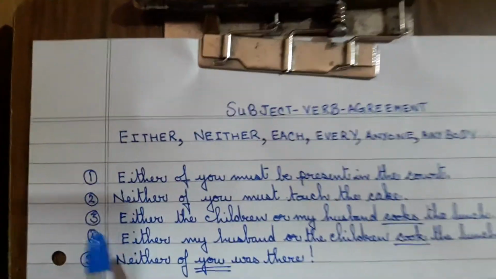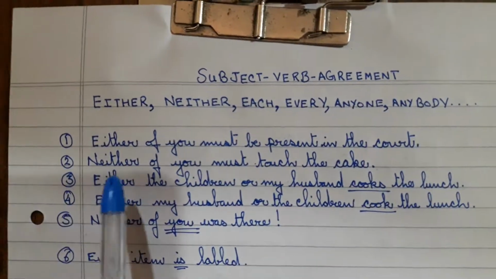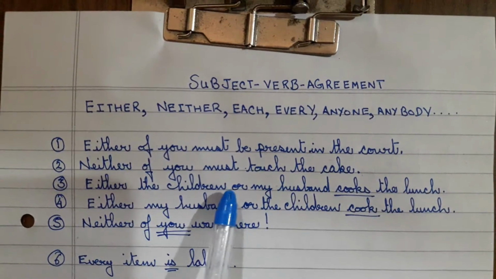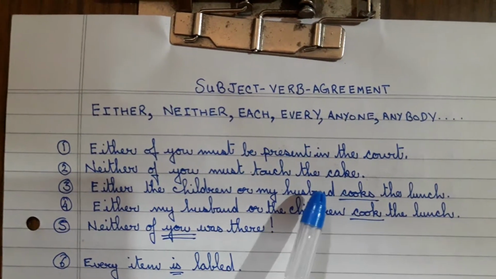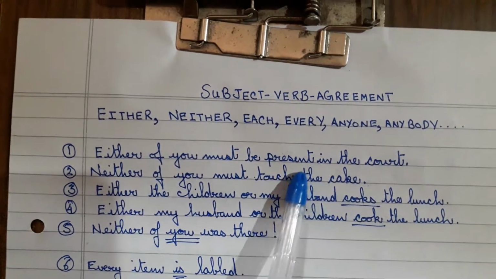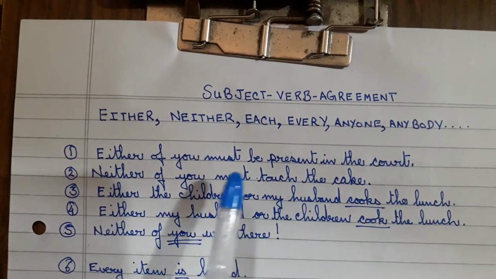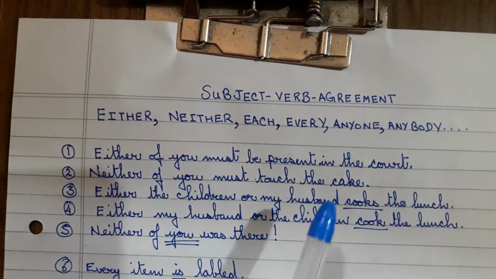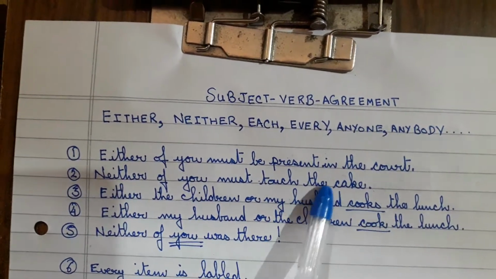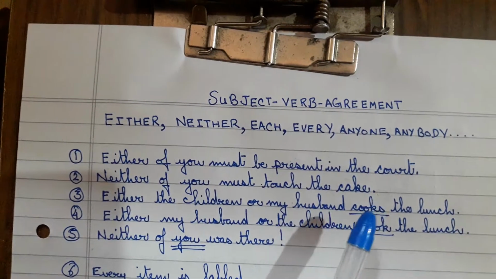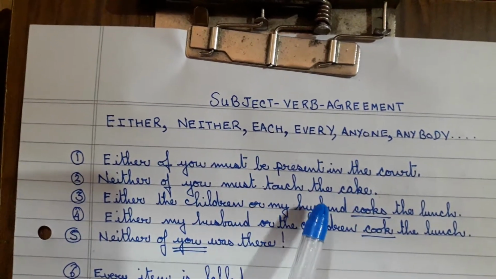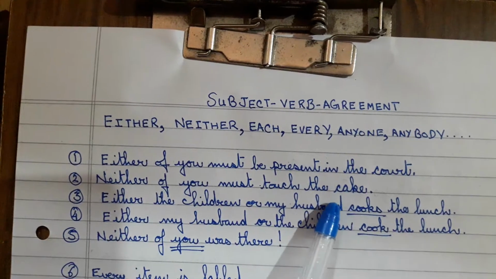For example, look at sentence number 3. Either the children or my husband cooks the lunch. Why? This husband is singular, all right? Children are plural. So the subject which is closer to the verb is singular. So the verb will be singular. So this is the rule of proximity that either-or follows.